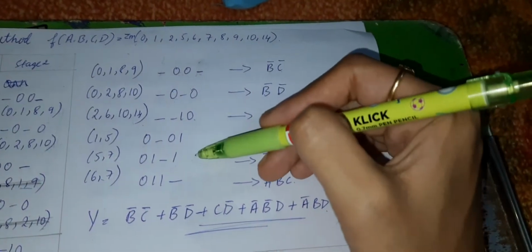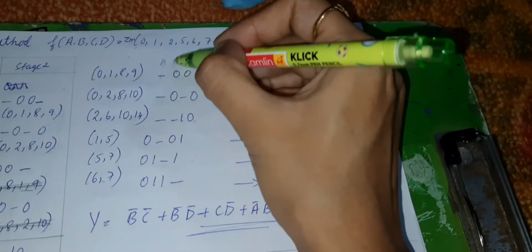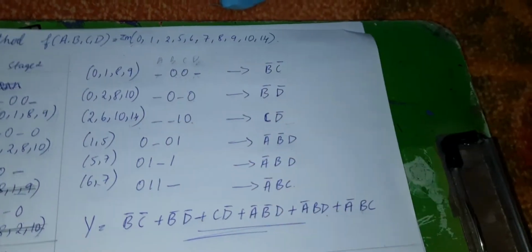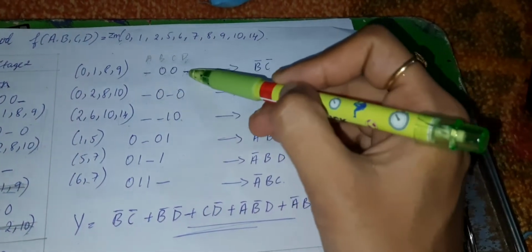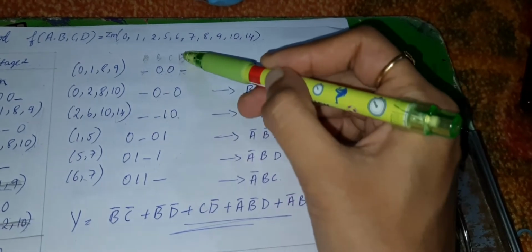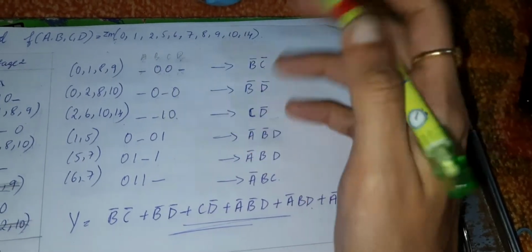now after writing down like this, we must convert this into the ABC form. For example, let us consider A, B, C, D. The positions are A, B, C, D. Now let us consider this term. Here it is blank and here also it is blank. So do not consider A and D. And if there is 0 put bar, and if there is 1 do not put bar.